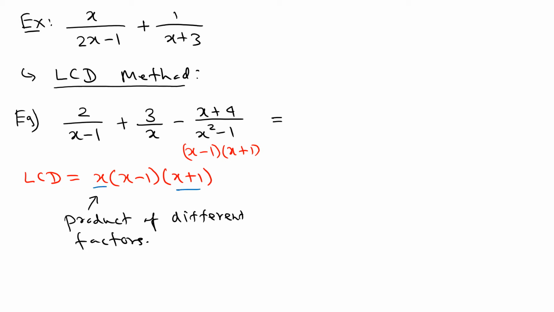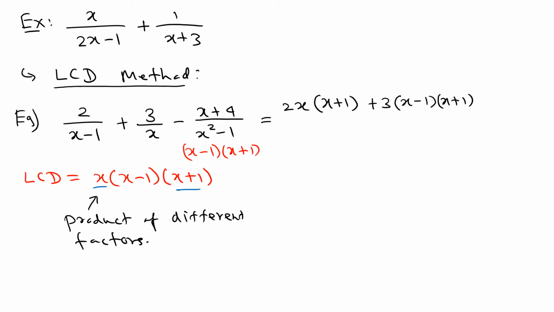So we only multiply the numerator by the missing terms. That's the kind of shortcut. So that means we multiply 2 by the missing ones. One is x, the other one is x plus 1. So that's what you get from the first term. The second term, x is there. So x minus 1 and x plus 1 is missing. So 3 times x minus 1 and x plus 1.